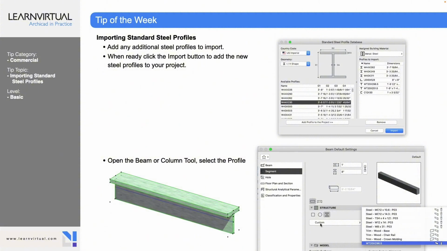And so when we select this one, we can then go down and select our I-beam right there, which is basically our profile. Select custom, and then we can select the WT20 by 296.5 or any others that we've imported in here. And then that will show that particular shape within our preview.